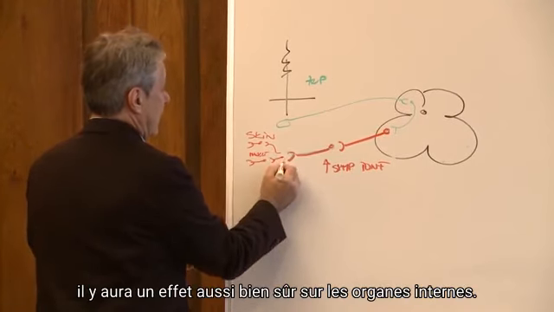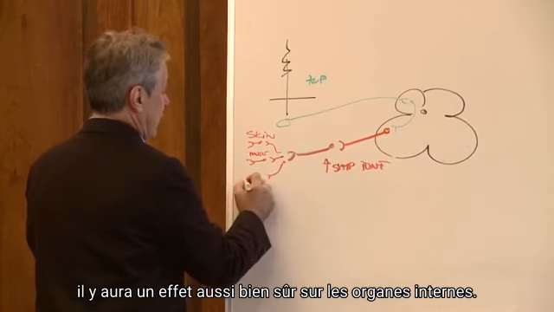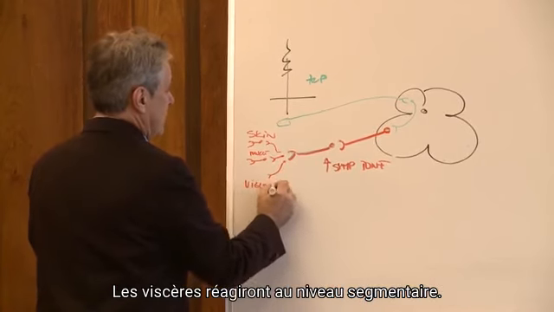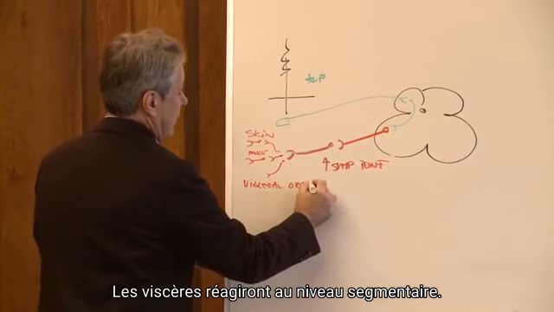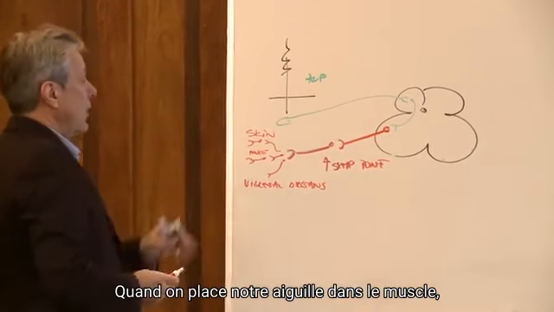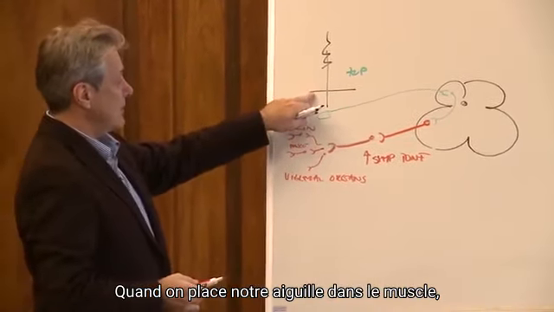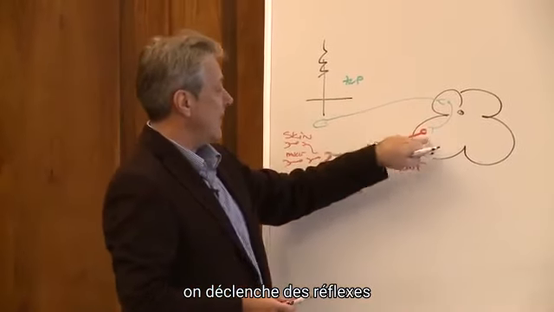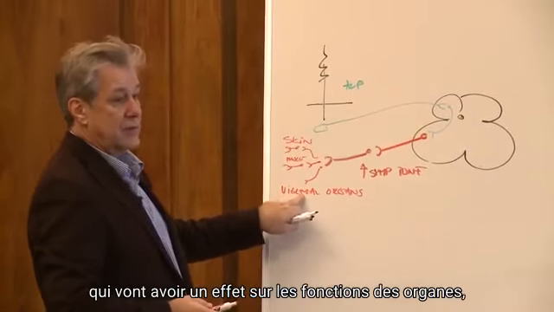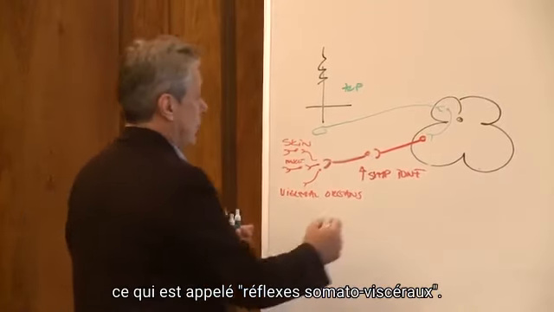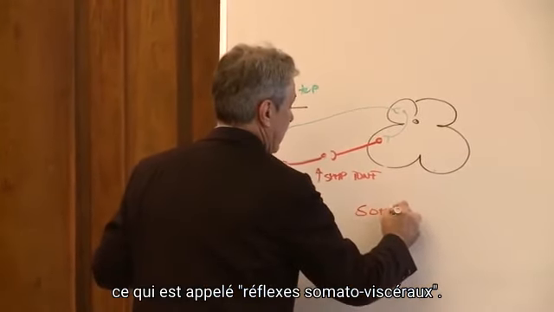And of course, we're going to have an effect on internal organs. So visceral organs are going to be affected on the segmental level. So when we're putting our acupuncture needle in a muscle, we're going to trigger reflexes that are affecting the function of visceral organs. So this is what you will call somatovisceral reflexes.